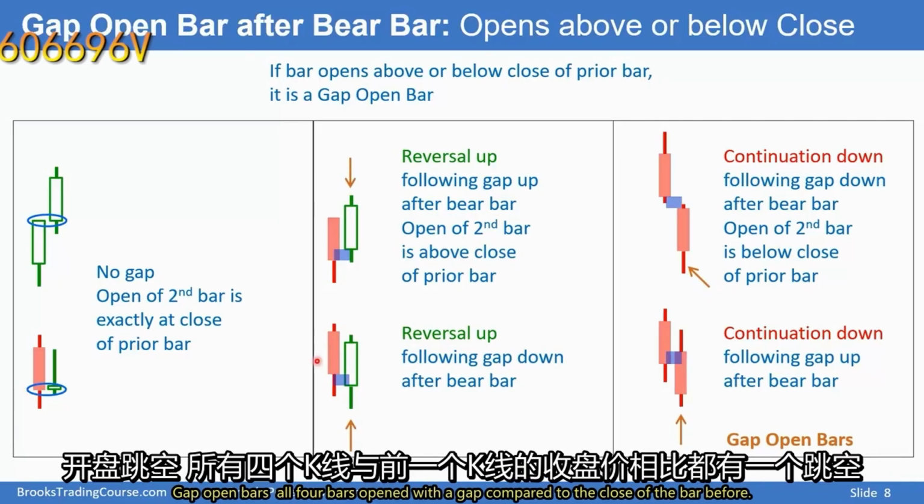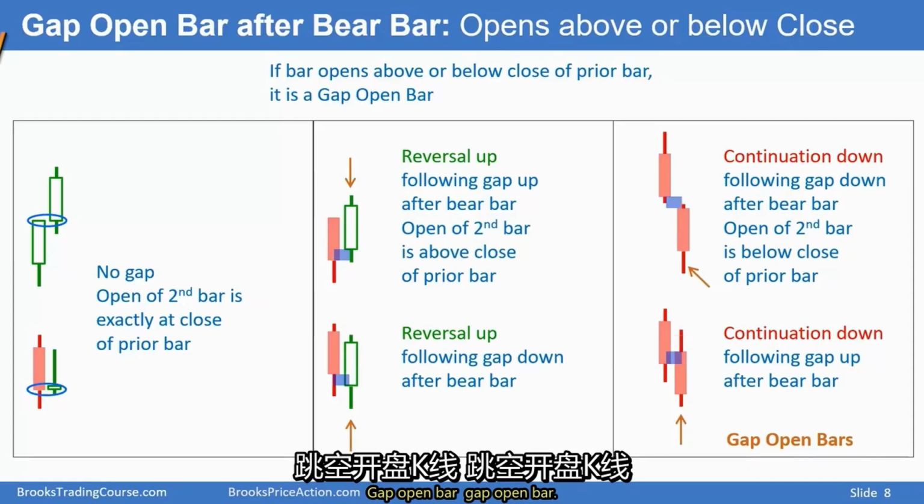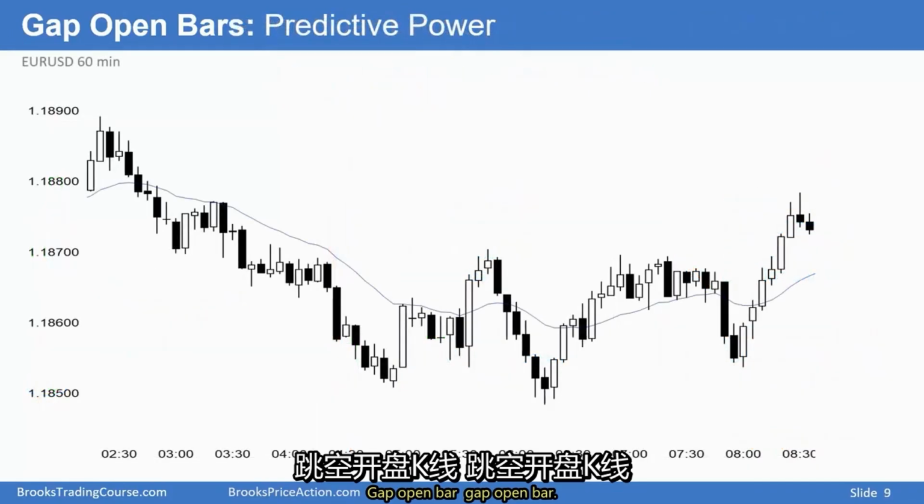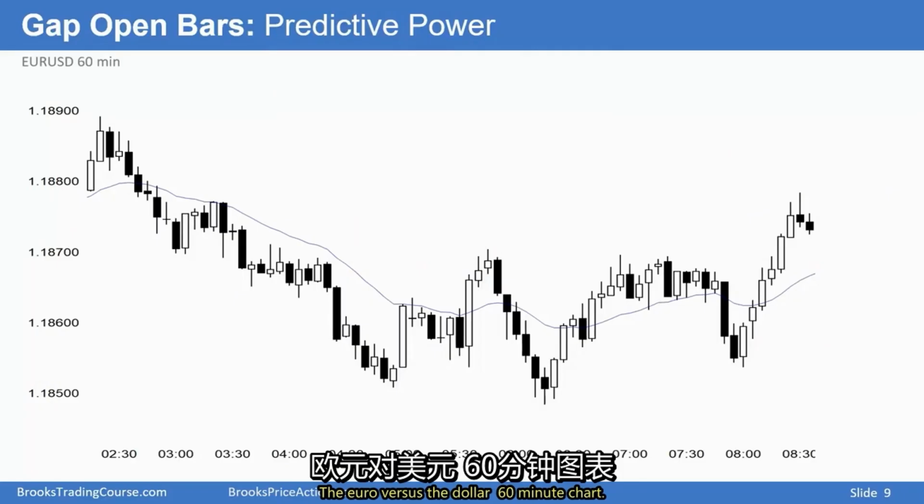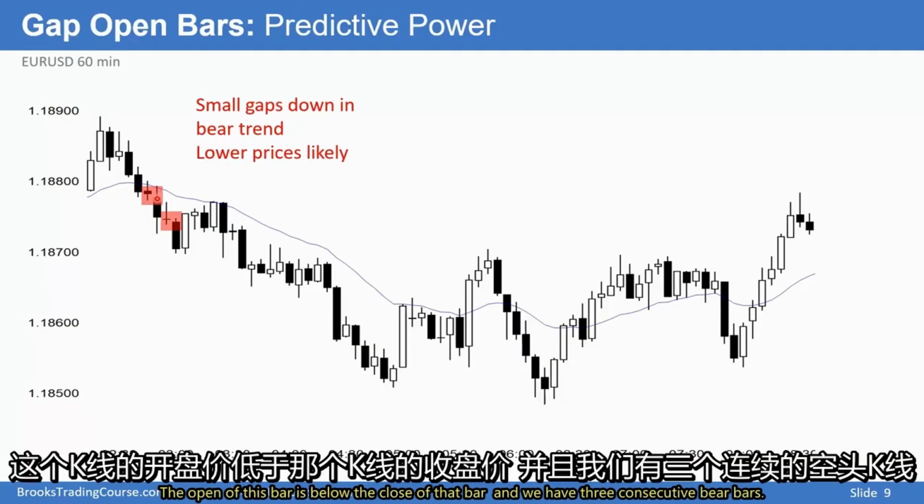Gap open bars: all 4 bars opened with a gap compared to the close of the bar before. Gap open bar, gap open bar. The euro versus the dollar, 60-minute chart. The open of this bar is below the close of that bar.